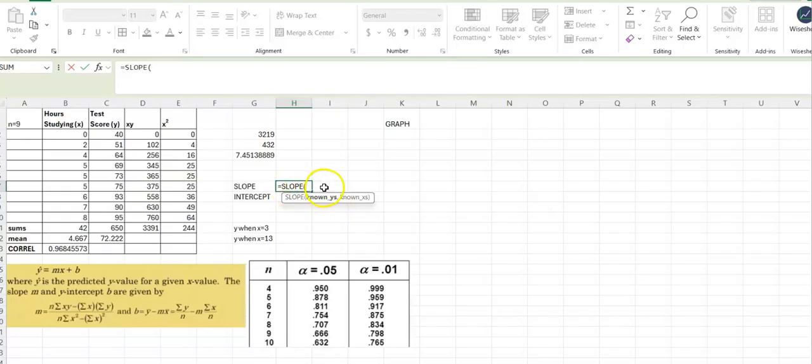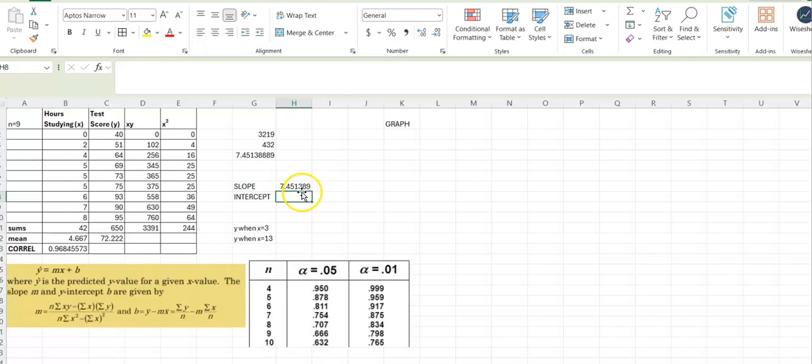Now let's just use the slope formula in Excel and hope that we get the same number. And slope, it tells me to highlight the y's and then the x's. So that's what I'm going to do, comma, and now I'm going to highlight the x's, hit enter, and we get the same number. So this is our slope.